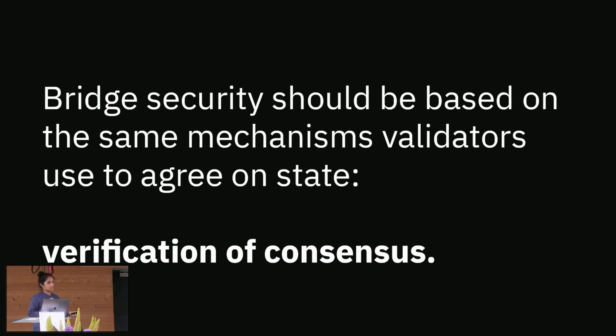And so we think that if we were able to verify the consensus of one chain in the execution layer of another chain, then we can use the same mechanism that's already being used to agree on the state of the chain for bridging. We call this verification of consensus. And we think that if we're able to do this, then it provides a really great solution for more secure, decentralized, and permissionless bridging.